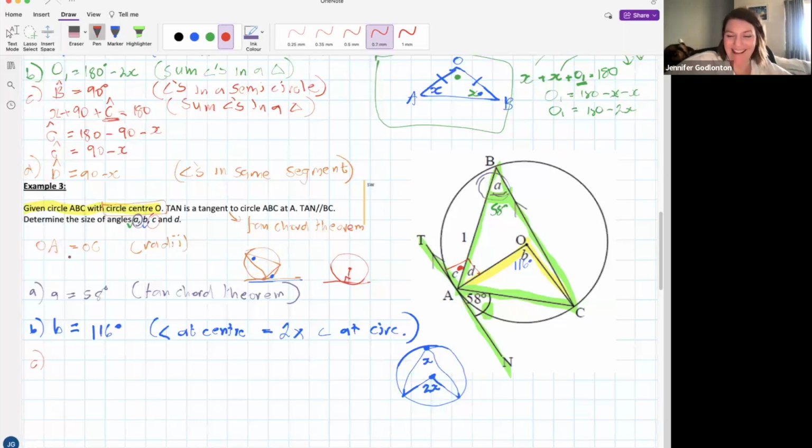Yeah, 58. There we go. Why is it 58? What is my reason? Why is it equal to 58 degrees? Yes, alternate angles, guys. Alternate angles are equal. Now, whenever we say alternate angles, we have to say which lines are parallel. So we're going to say BC is parallel to TN. Glorious. Nice job.